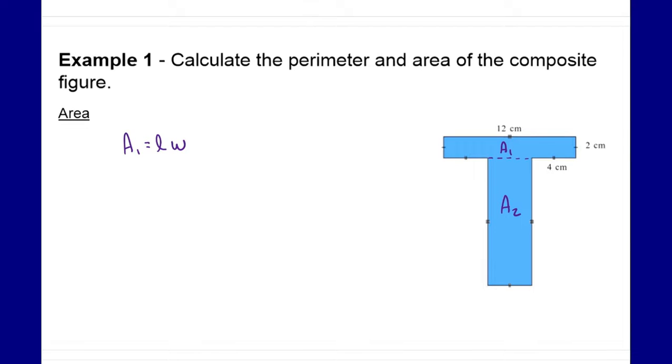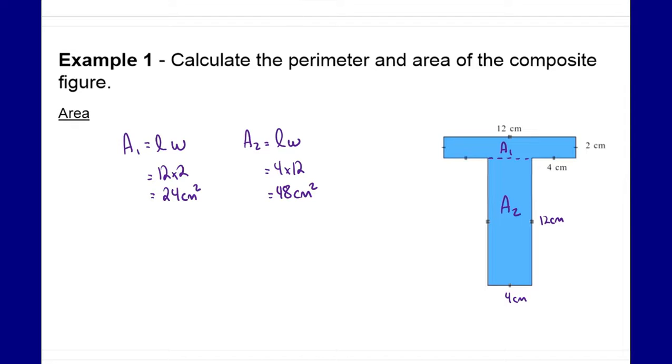And I can also do the area of the second shape, which is a rectangle, of length times width as well. Because I know those formulas, I have a formula sheet that has them, I can find the area of those two shapes. So for the first one, it is 12 times 2, or 24 centimeters squared. The second one, as we've already mentioned, this side is 4 and this side is 12. So 4 times 12 equals 48 centimeters squared.